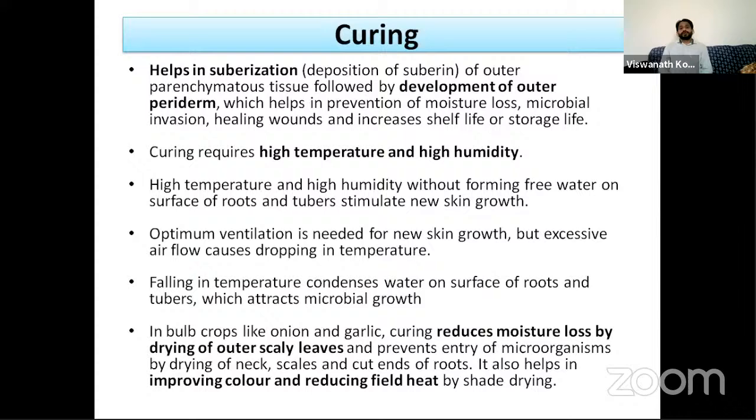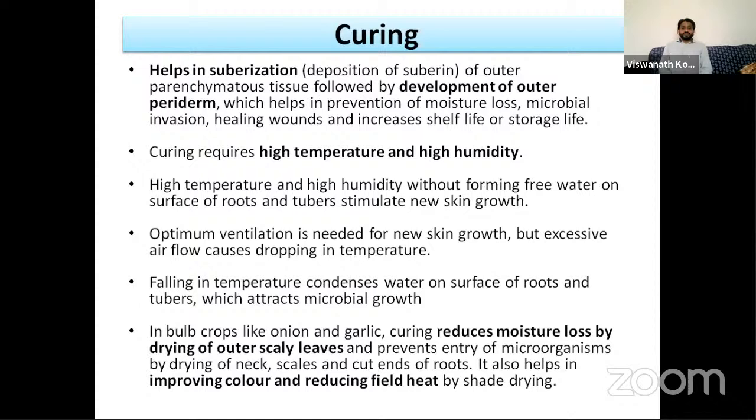What happens during curing is suberization will occur. That means above the injury, a protective layer will form. That is called suberization. It is an outer parenchymatous tissue. So, what are the conditions required for the curing? High temperature and high humidity are required for curing, because high temperature and high humidity promote the wound healing. So high temperature and high humidity are required for the curing.